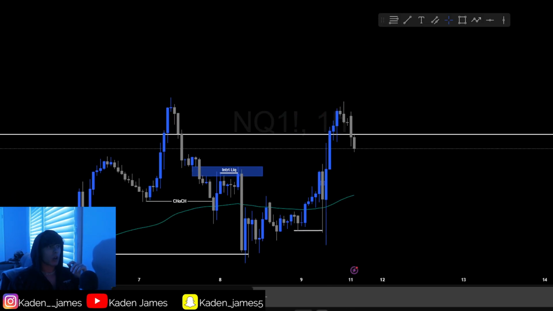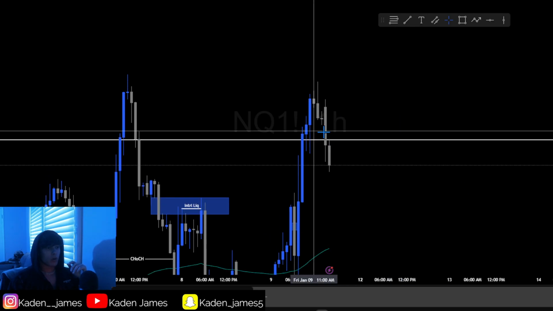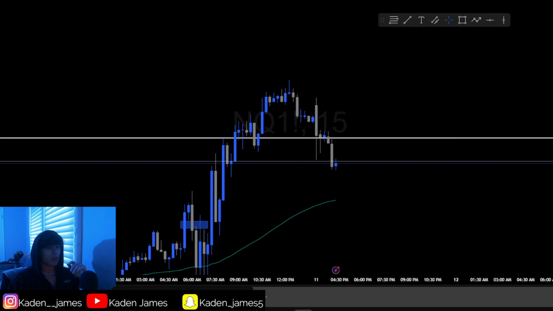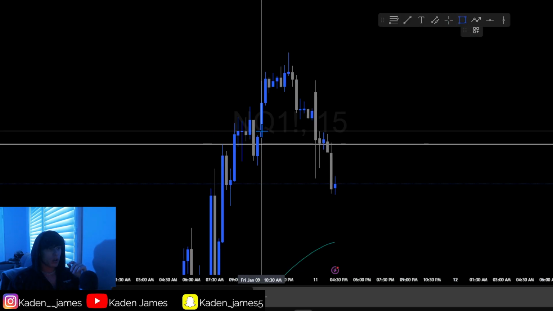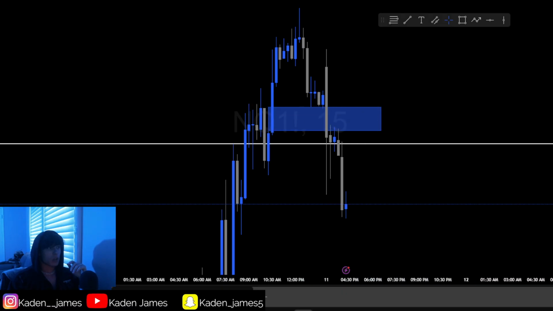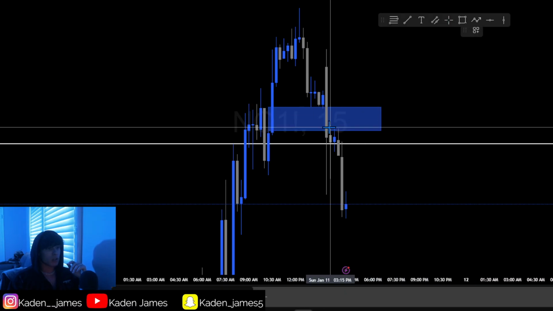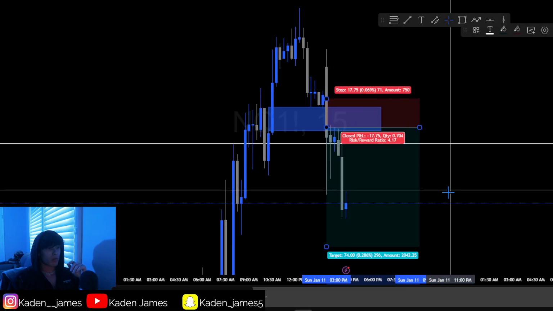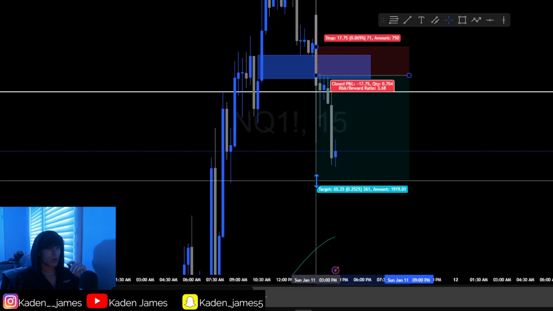Let's see, NQ, yeah, same thing, right? We have the fair value gap, except I don't think, yeah, there actually was. And this one's even better, this inverse. See, we really are respecting it, so it would almost look like this. Would have put it above this, and we go for these lows.